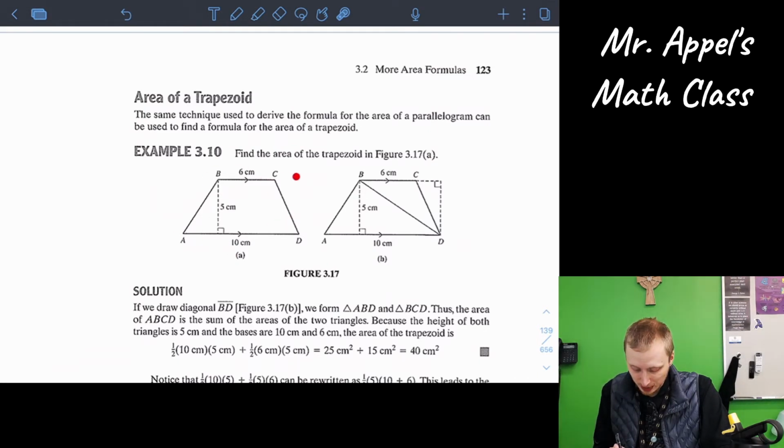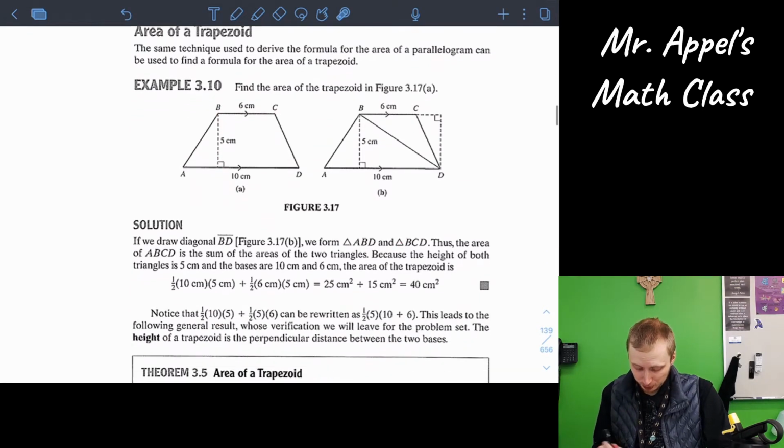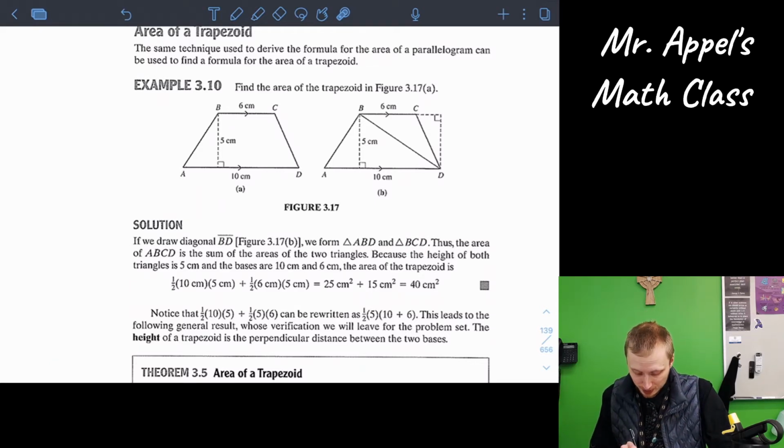We've got 2 parallel sides. We've got what looks like a height. Okay, it's perpendicular there. Solution. If we draw a diagonal BD, see figure B, so now we're drawing in this diagonal, we form triangle ABD and triangle BCD. These are not congruent triangles like last time. Thus, the area of ABCD is the sum of the areas of the 2 triangles.